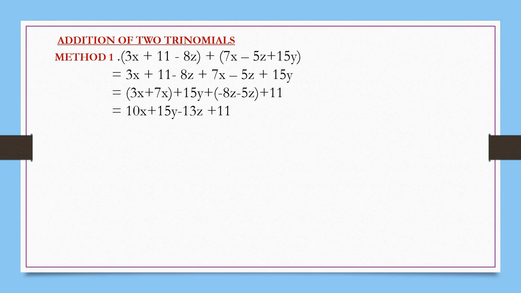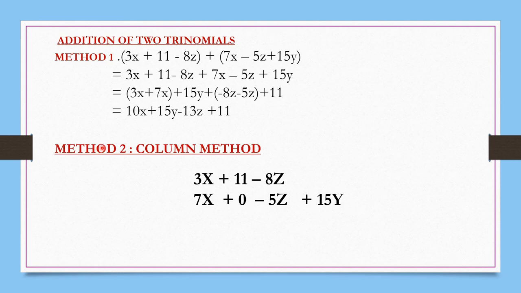Now this is the second example where we added two trinomials. I have taken it again because we have learned two methods and we are going to give them names. The first method we have already done and understood. The second method can be done in this way, and this method is called the column method, which we studied in adding the two polynomials in the third example.